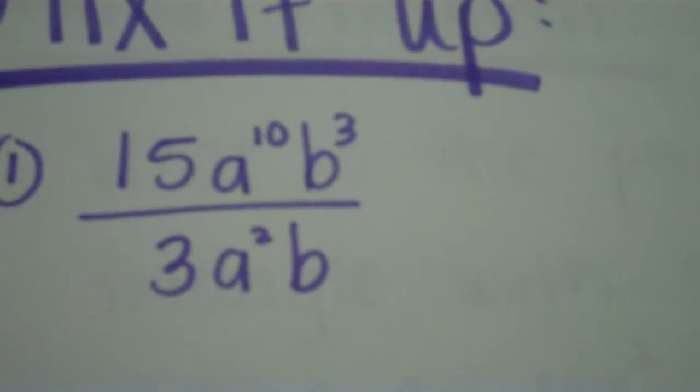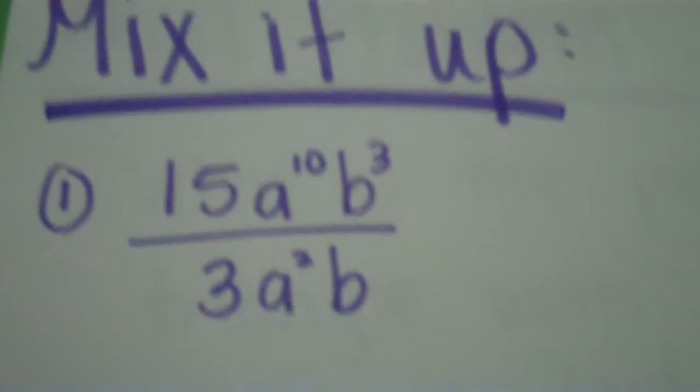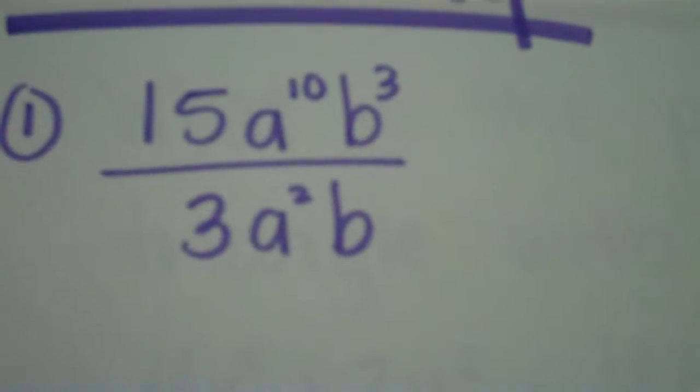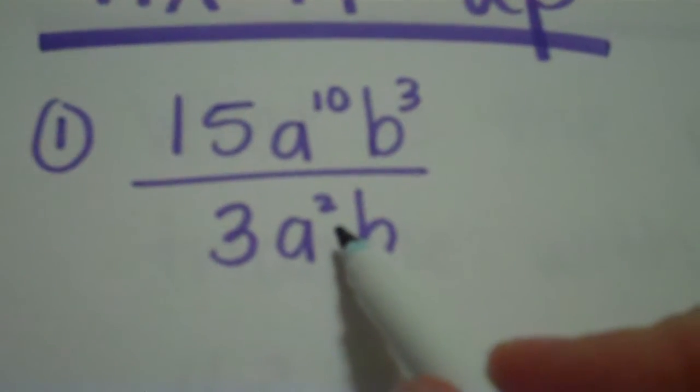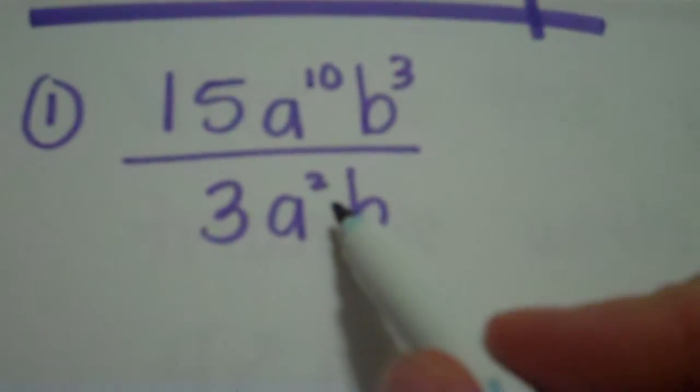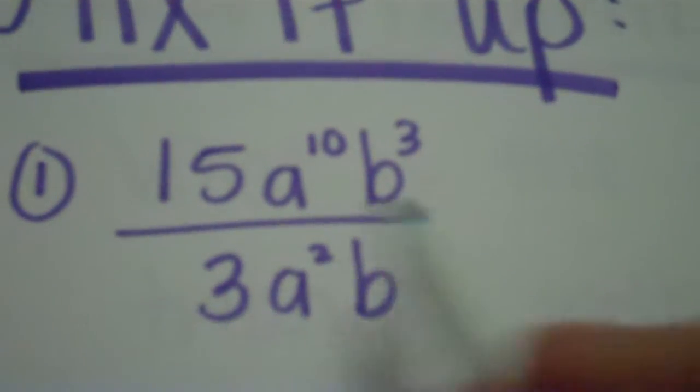Okay? Let's mix it up. And when it comes to problems like these, we just have to practice. You have to see what's going on. So, pause and write this down. And that's a number 2. Alright, so this is division, because I have that division bar.